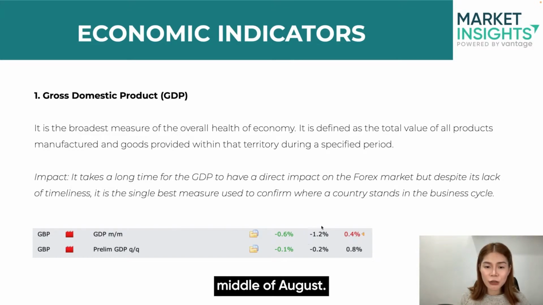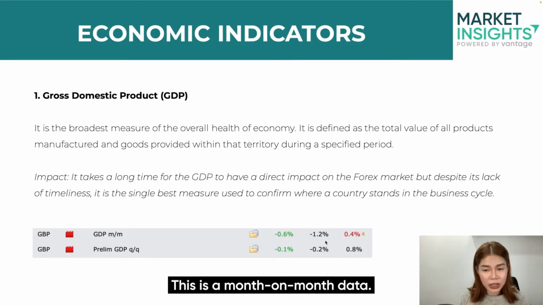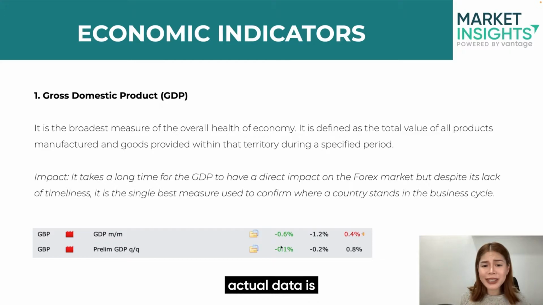The one in the middle is a forecast. So for the month of August, we are forecasting that the GDP will slow down to negative 1.2%. This is the comparison where last month, this is month-on-month data. We're not showing you the nominal value of the GDP, but rather the change in percentage. And then the actual data is negative 0.6%.